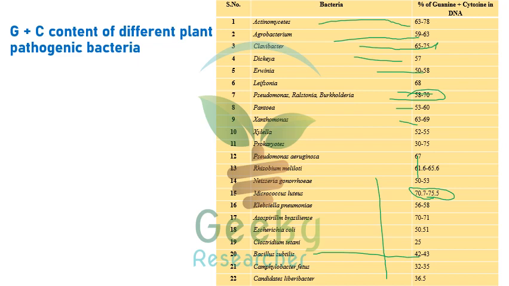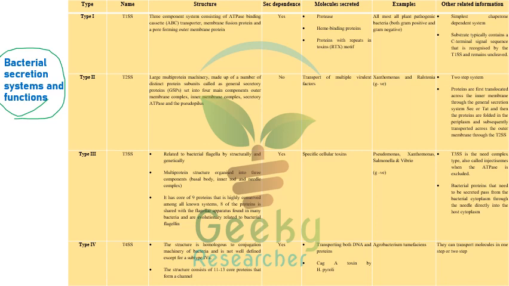So when it comes to bacterial secretion systems in plant pathogenic bacteria, there are 7 to 8 secretion systems that have been identified so far. Now we'll see what we can expect in our exams. Type 1 can be observed in almost all plant pathogenic bacteria.